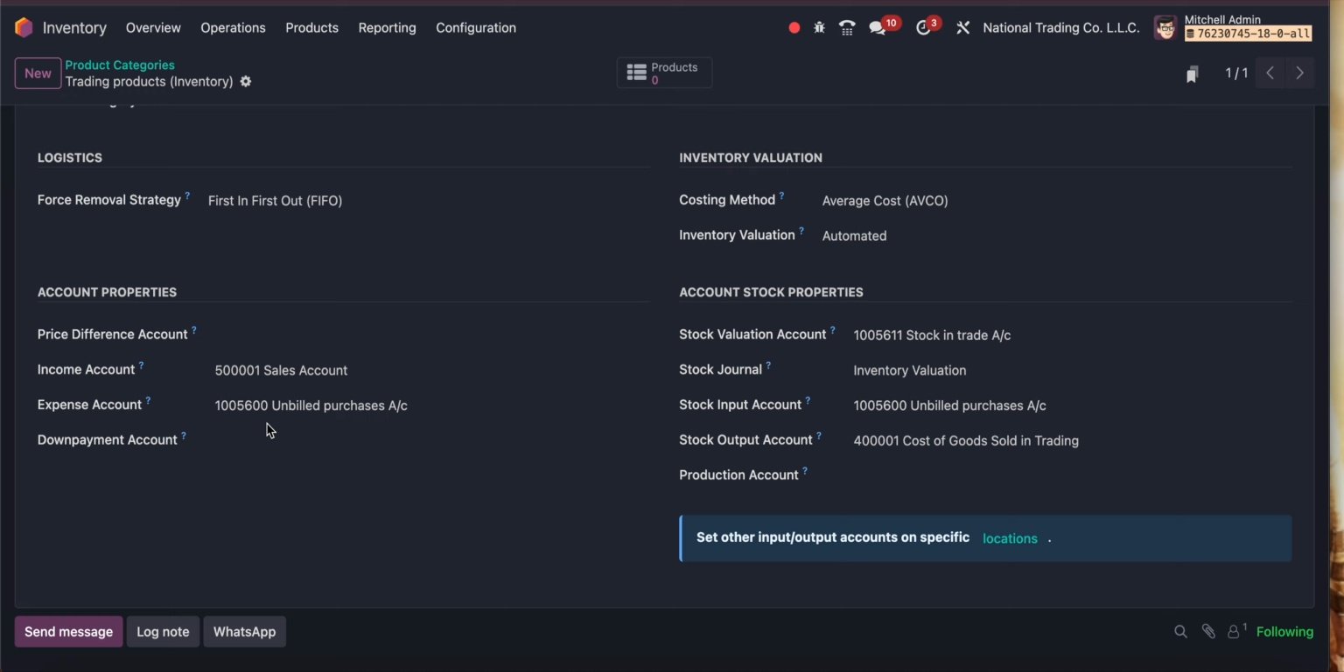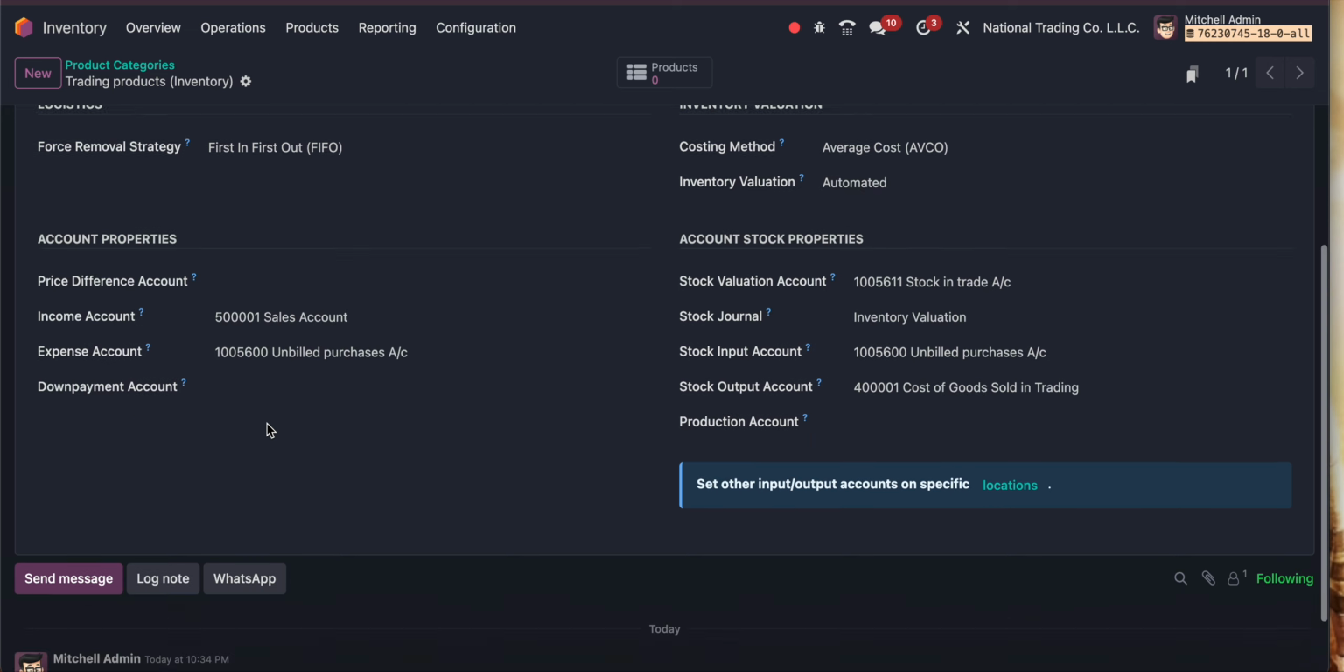So whenever a product coming under this particular product category is involved in a sale activity, and we receive any down payment from that customer, we have to map that account over here, which will be credited in the invoice while we create the invoice for that down payment received from the customer. We will see that in detail later in a video. So this is how you have to configure a product category for a trading item of inventory.